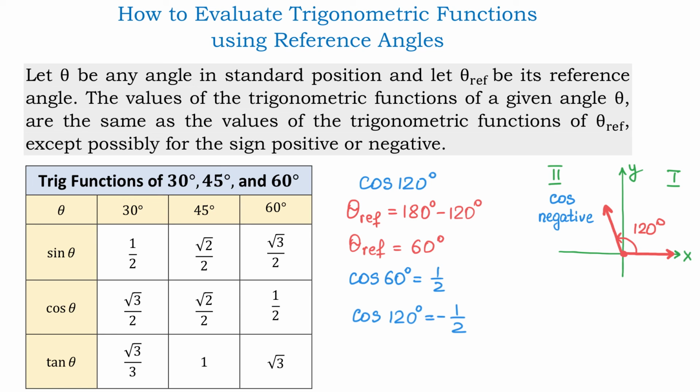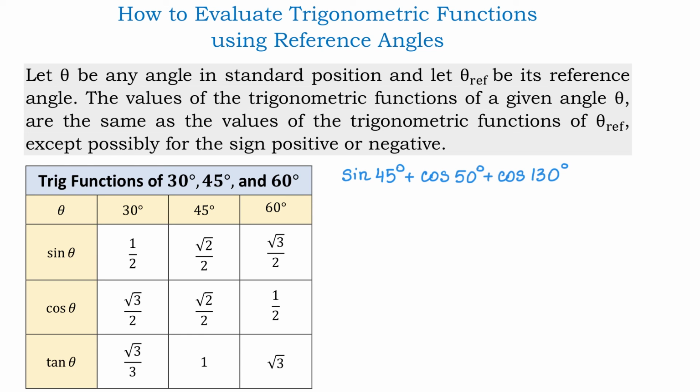So what we have to retain here is that the value of a trigonometric function of a certain angle is the same as the value of the trigonometric function of the reference angle, except we need to know in what quadrant this angle is, and then we will know what sign we need to put in front, a plus or a minus. Now let's see another example.